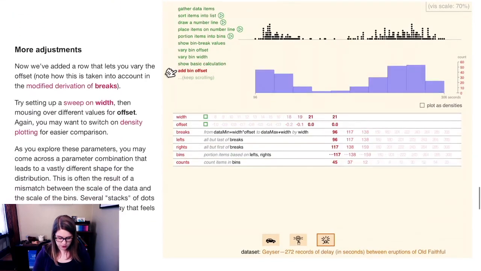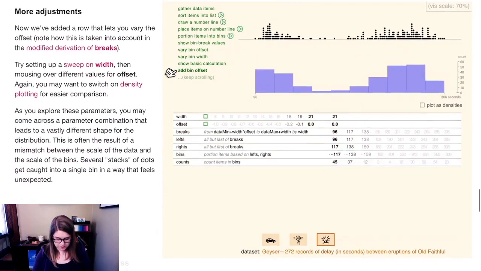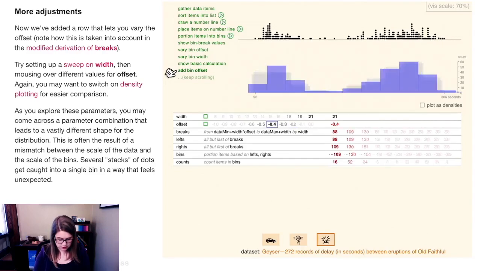If I wanted to, I could also sweep over offset. So I could leave the width the same, but sweep over offset, and then look at these different plots as well. And I think I need to turn on plot as densities to have that look nice in terms of the comparisons.